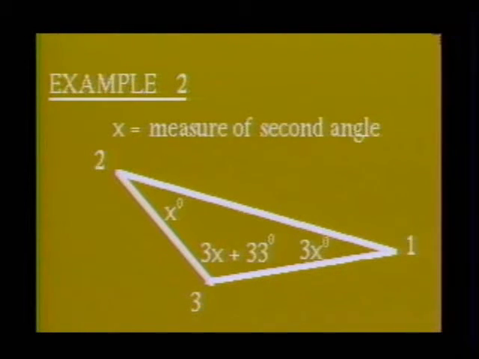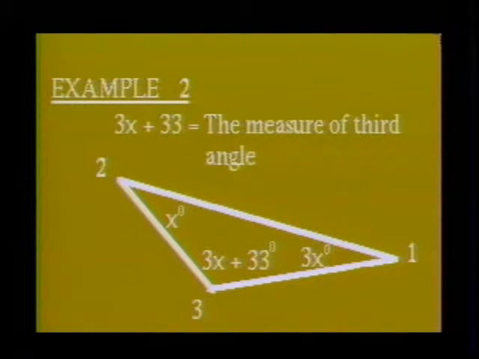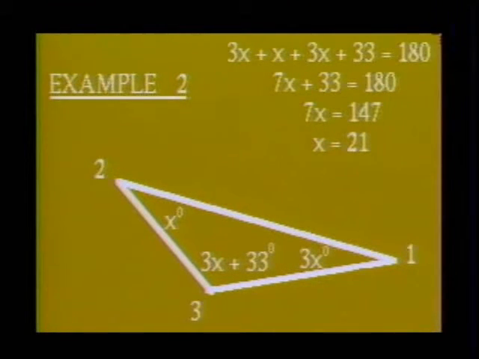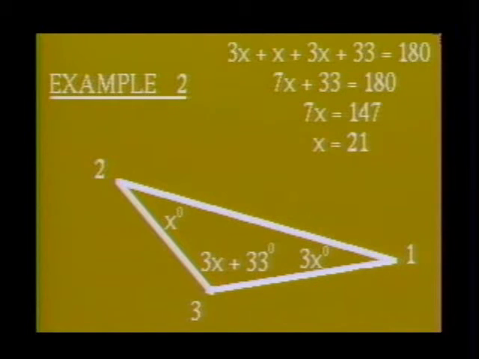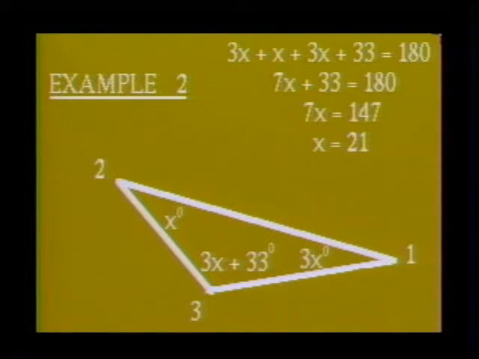second angle. Then 3x will define the measure of the first angle, and 3x plus 33 will describe the measure of the third angle. Knowing that the sum of the measures of the interior angles of any triangle is 180 degrees, we can write the following equation. 3x plus x plus 3x plus 33 is equal to 180. Solving for x, we get x is equal to 21.